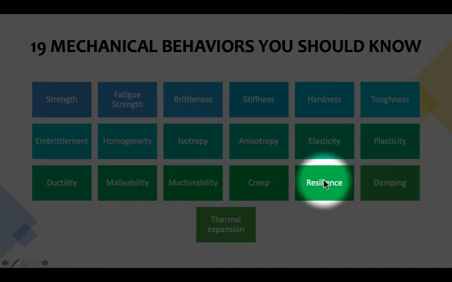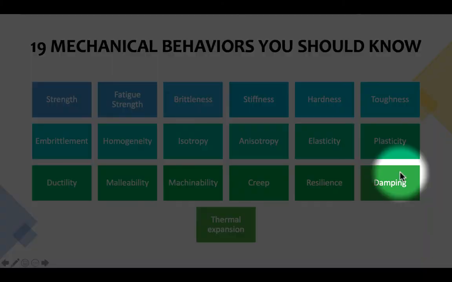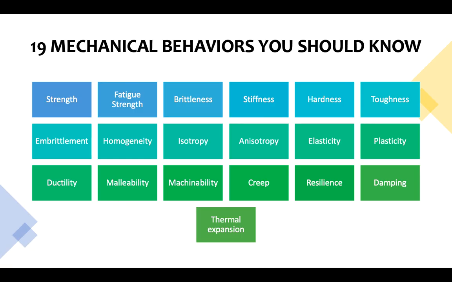Resilience is the ability to absorb energy while being elastically deformed and releasing that energy after being unloaded. The proof of resilience is the maximum amount of energy a material can absorb before permanent deformation. Damping refers to dissipating the amount of energy used to create vibration, oscillation, or stress. A material with a good damping property, such as cast iron, is capable of absorbing high amounts of vibration.